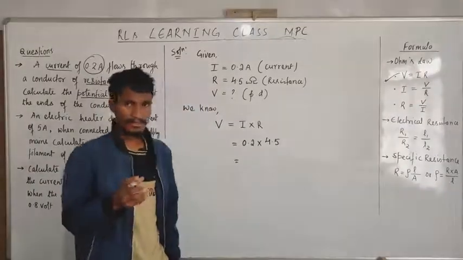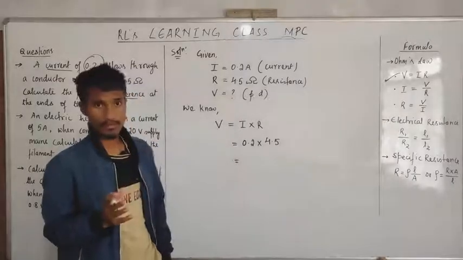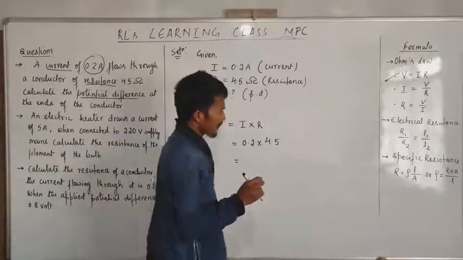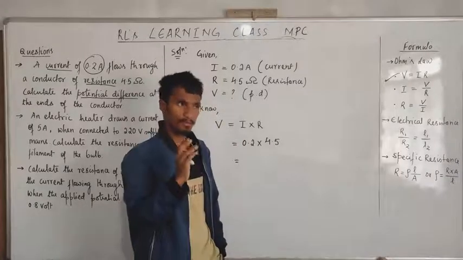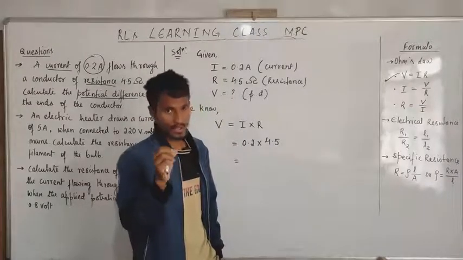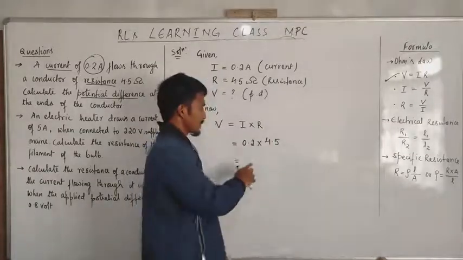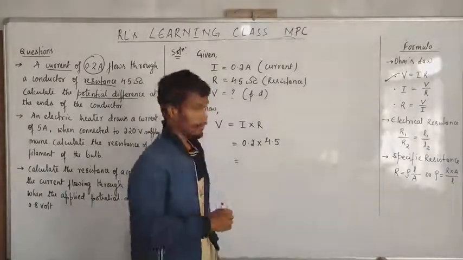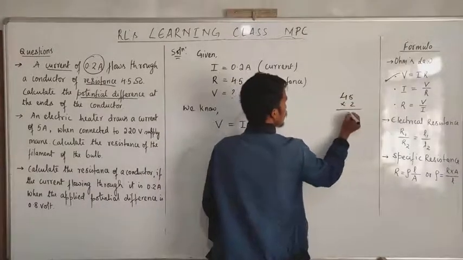Look, when there is a decimal point, some students are very confused about how to multiply. Please do not be confused. When there is a point here, you don't need to be scared of that decimal point. Just multiply the numbers. Here is 2 and here is 4.5. Then just multiply 2 into 45. Like this, 45 into 2, and you get 90.